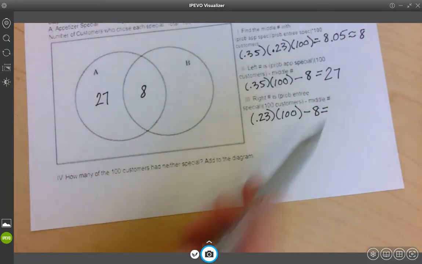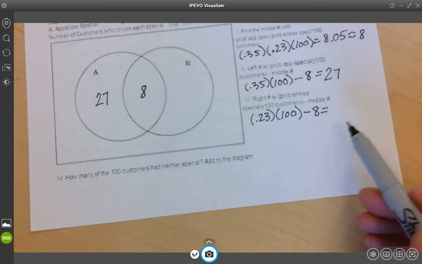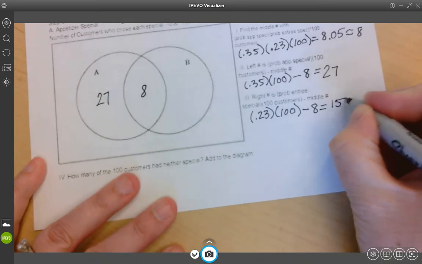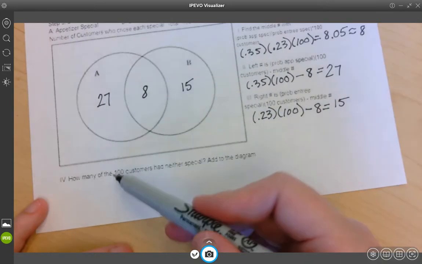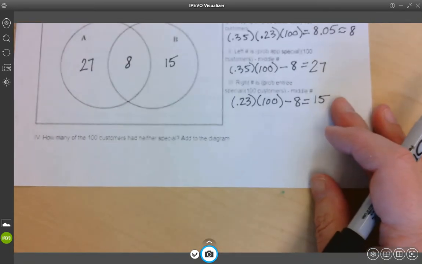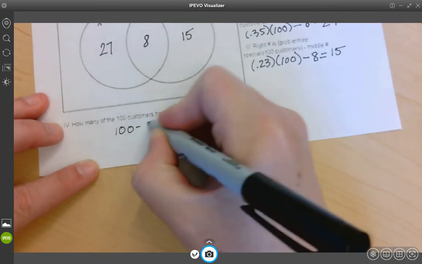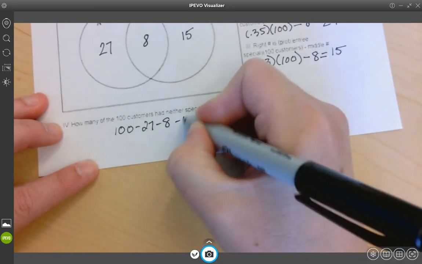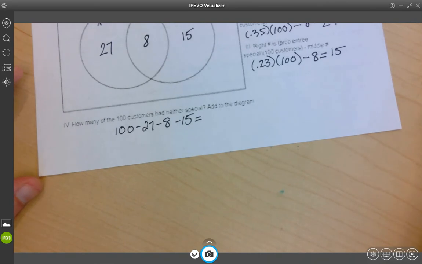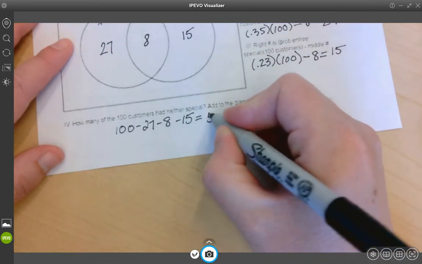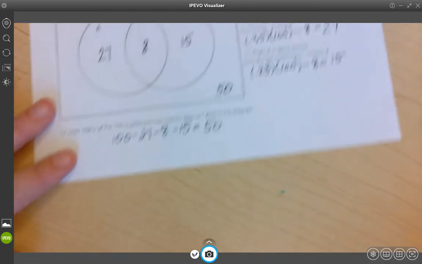And then after you find that number, I want you to figure out how many of the 100 customers had neither special. Okay, so we get 15 here. 15 customers got the entree special, but not the appetizer special. And then we know that there were 100 customers altogether. So if I subtract all of these out, 100 minus 27 minus 8 minus 15, what do we get? 50 customers are left, right? So those 50 customers, they chose other things. They didn't have the chef special. That's okay. You get to choose what you want.